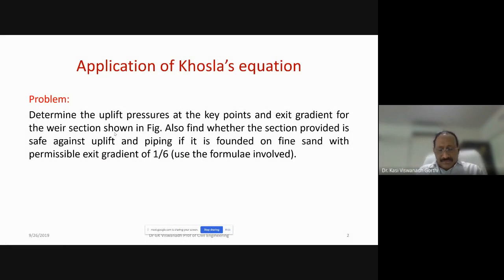There are two ways: the uplift pressures at different junction points on the floor of a permeable foundation can be calculated either with the help of Khosla's equations or Khosla's curves. We will see both. This problem pertains to the determination of the uplift pressure at the key points and also the exit gradient for the weir section which is shown.